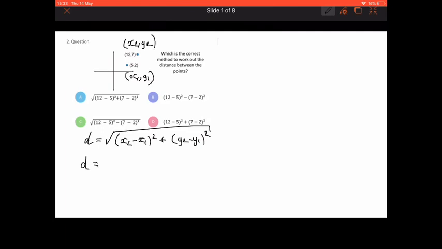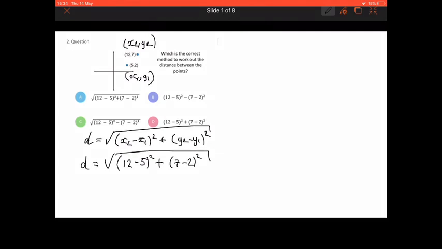in, we end up with 12 minus 5 squared plus 7 minus 2 squared. Obviously we take the square root of the whole thing.